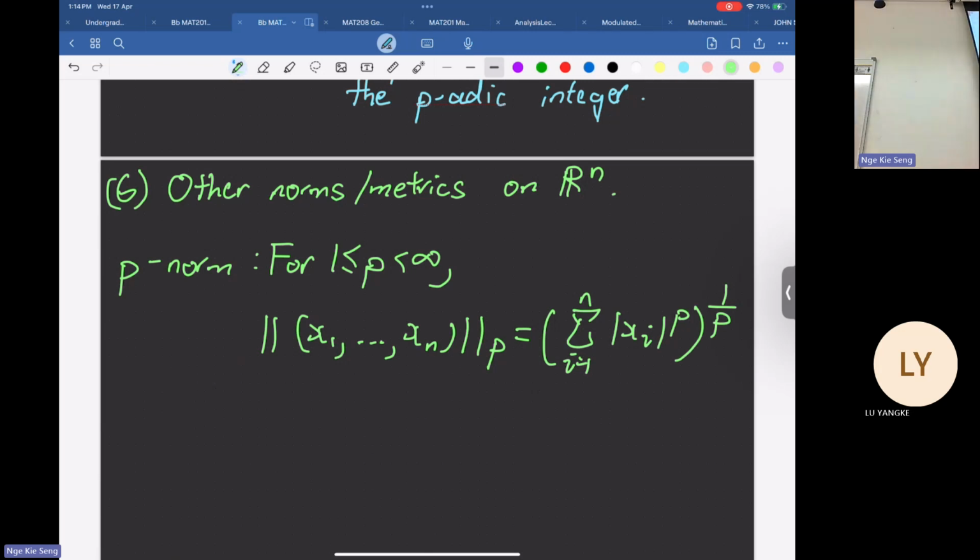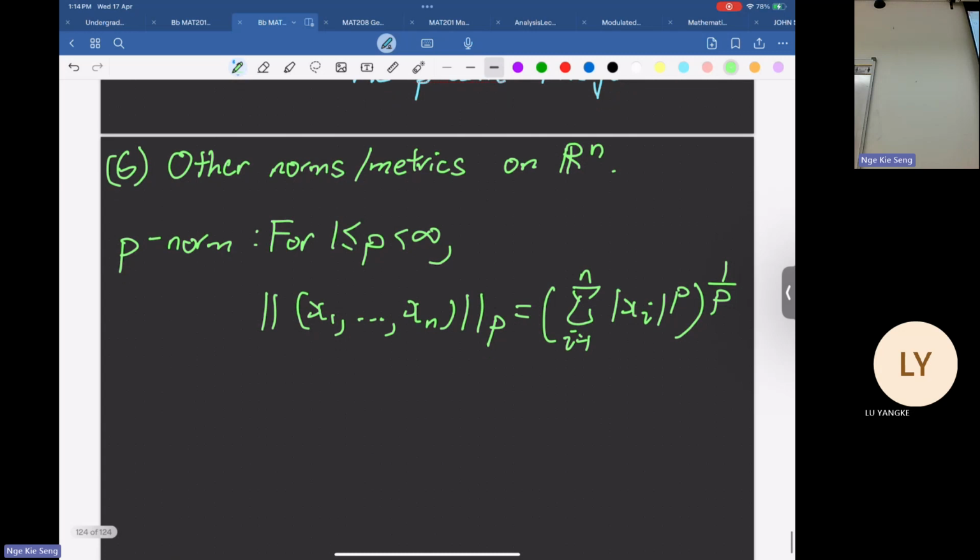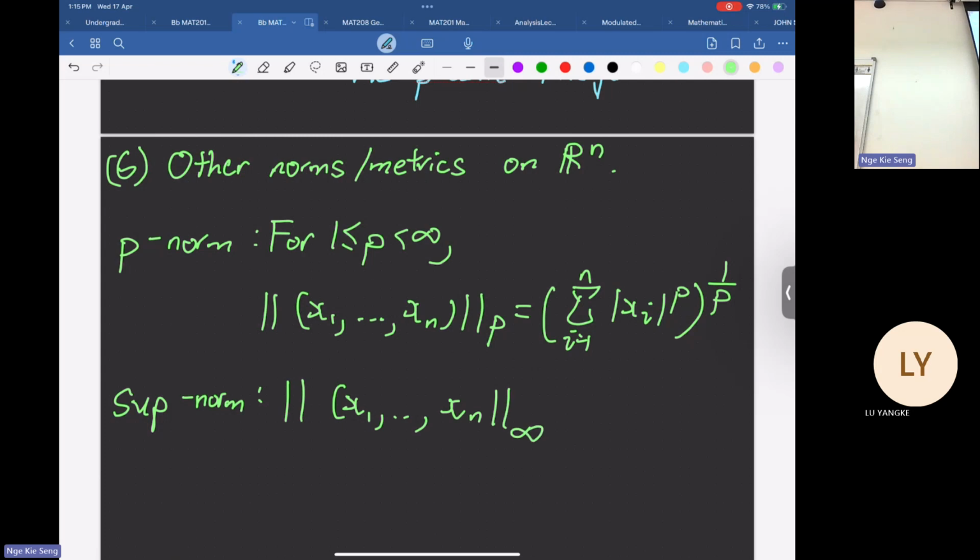So when p is 1, what happens? This is the usual distance in R, right? If it is square, then it's the Euclidean metric. Okay, and another norm is what we call the sup norm, the supremum. So we will write it as infinity here. This is the norm at infinity.